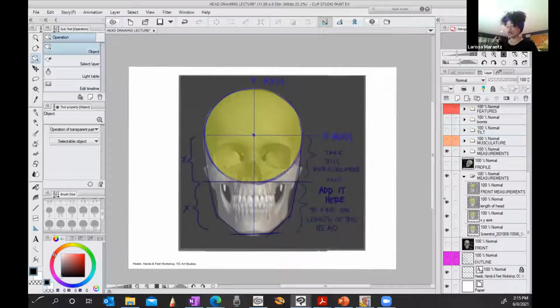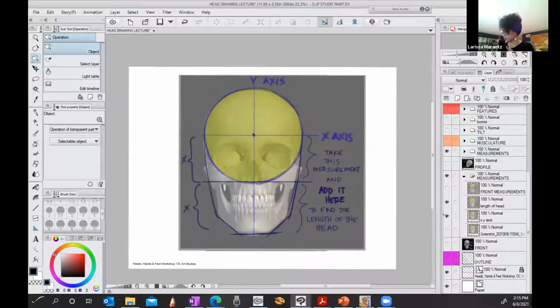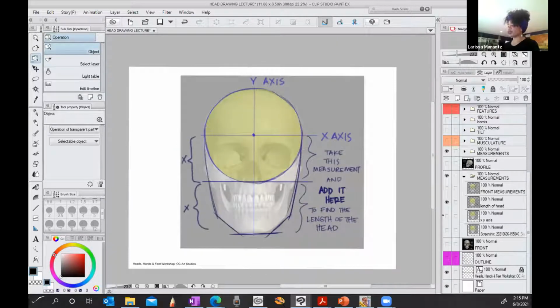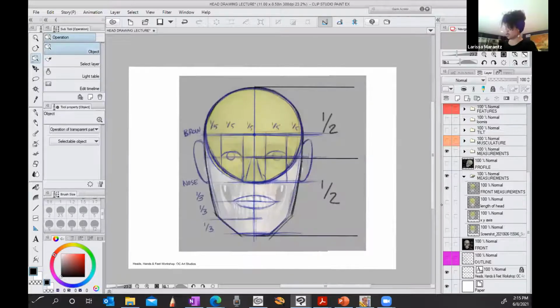Now, what you're going to do next is take the measurement, lower this, okay. There you go. We're going to take that measurement from the halfway point, the center of the circle, to the bottom of the circle, and we're going to add that to the bottom of the circle, and that will give you the length of the head, okay? So then what you end up having is 3 equal parts, 1, 2, 3, and that distance will give you the entire length of the head.